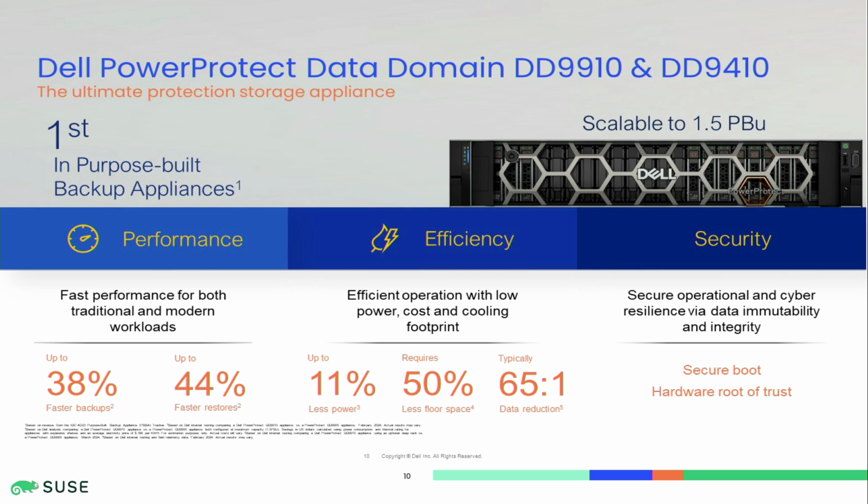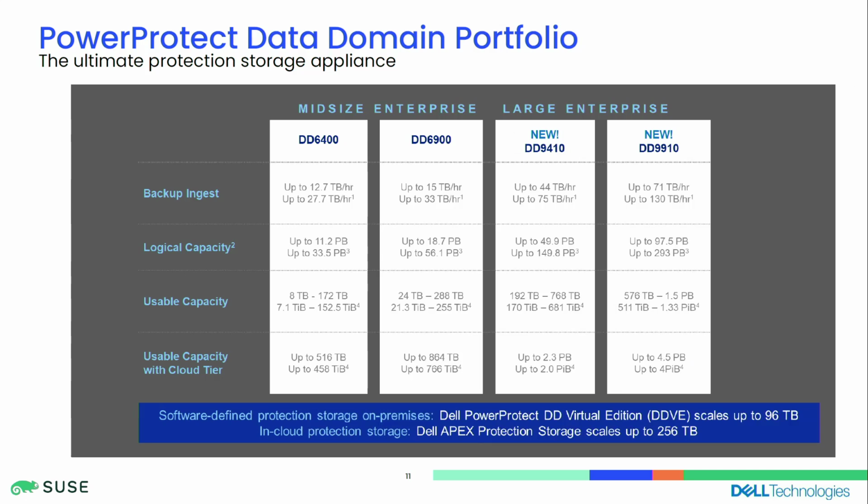And typically, the deduplication has the ability to do 65 to 1, especially on the Data Domain appliance. It also has secure boot for the security and hardware root of trust as well. It is purpose-built. In this specific appliance, it goes up to 1.5 petabytes.